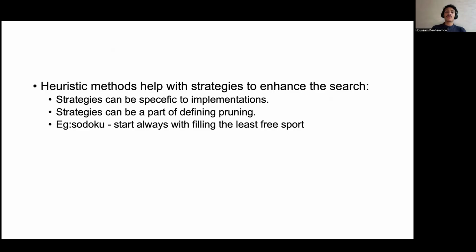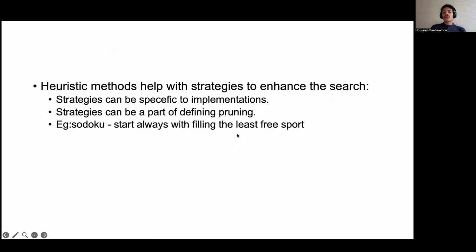For example, in Sudoku, you can put a heuristic or a strategy that says to always start with filling the least free spot, and that helps us. When we're solving Sudoku, we choose the spot where only one spot is empty. That helps us find the solution much faster and be just one step away from the solution.